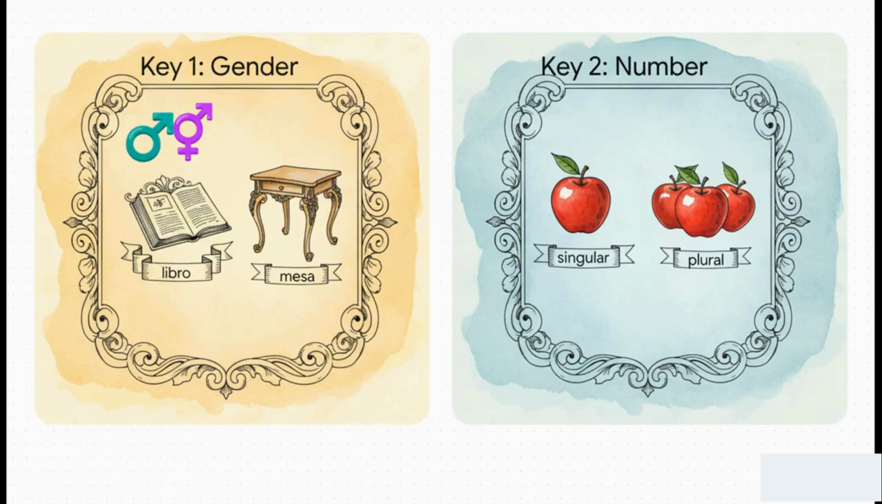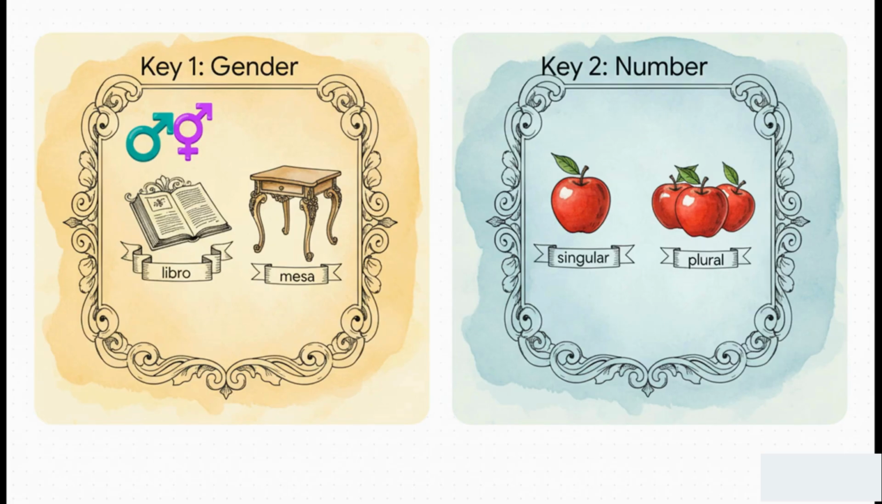First up, we've got gender. In Spanish, every noun is either grammatically masculine or feminine. Now, don't try to find real-world logic here. A book, libro, is masculine, while a table, mesa, is feminine. It just is. But here's a super helpful trick. A ton of masculine words end in O, like libro, and a whole bunch of feminine words end in A, like mesa. That's a great place to start.